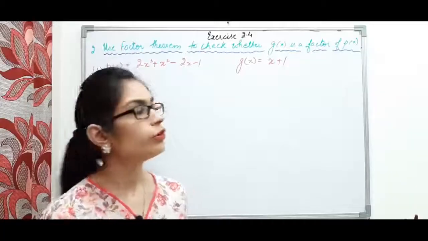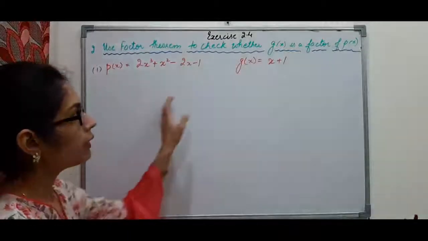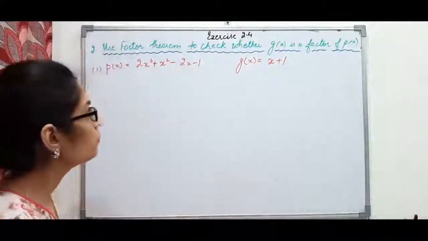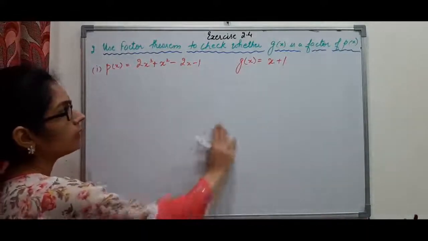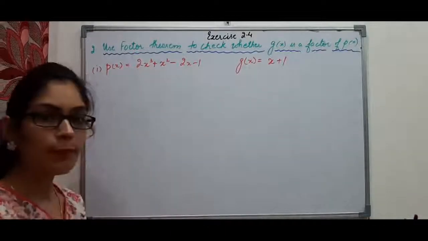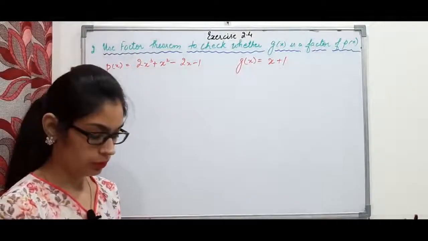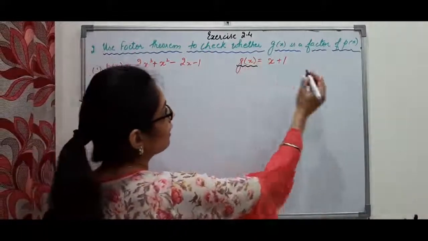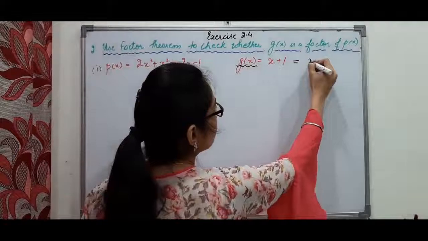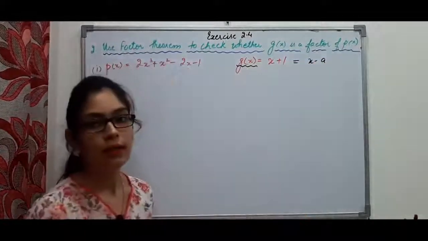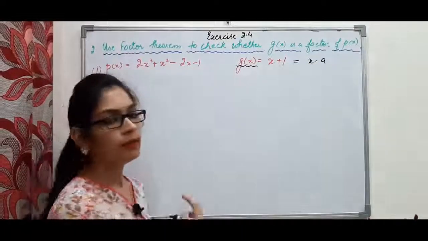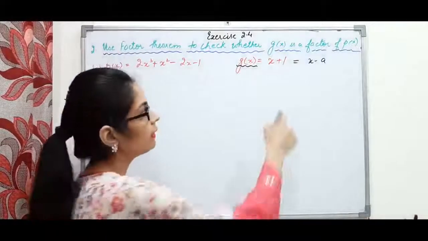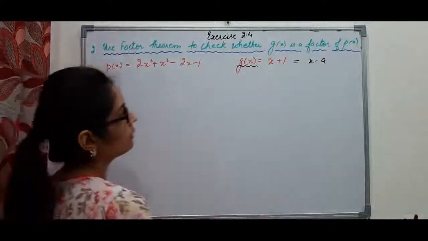So in the second question, we have to check whether g(x) is a factor of p(x). This we have to check using the factor theorem. So p(x) is also given to us and g(x) is also given to us. 3 parts are there, 2 parts I will do with you. So here, what is this g(x)? This g(x) is our x minus a. From here we will get the value of a, then in the same way we have to find p(a), and if p(a) is 0, then this g(x) will be a factor of p(x).